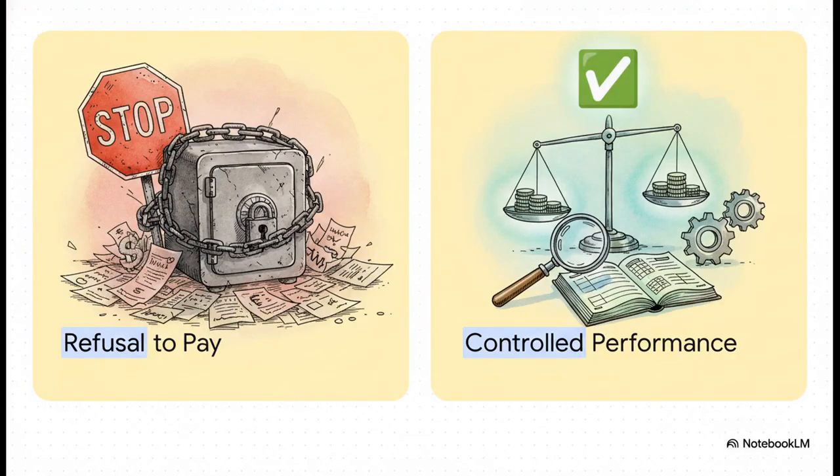And there is a massive contrast here that we really need to understand. This framework is not some hostile refusal to pay tactic. It's a disciplined, good faith position of controlled performance. You're simply demanding an immutable audit trail before cash changes hands. You're just establishing a baseline of truth.